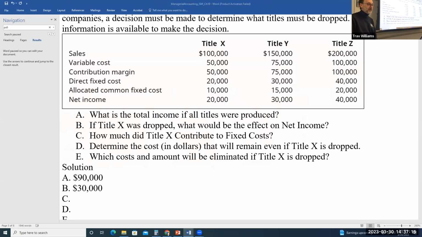$30,000 difference, okay. So the impact would be a $30,000 decline, so minus $30,000. Yeah, our net income would go down by $30,000.